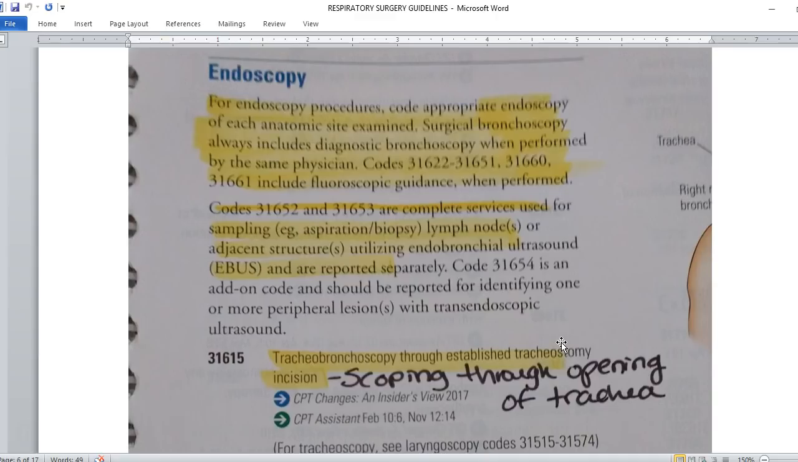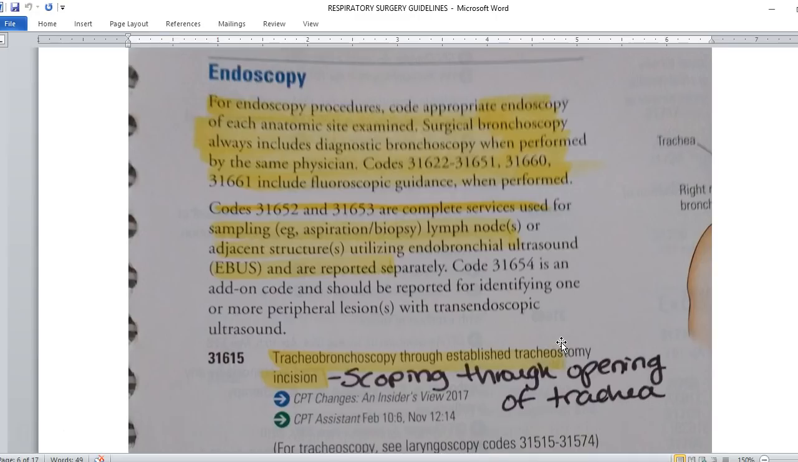Now, they also tell us 31622 to 31651 and 31660 and 31661 include fluoroscopic guidance when performed. So remember, if we're using fluoroscopy, it's included. It's not a separate procedure.